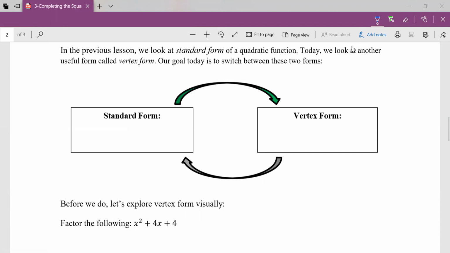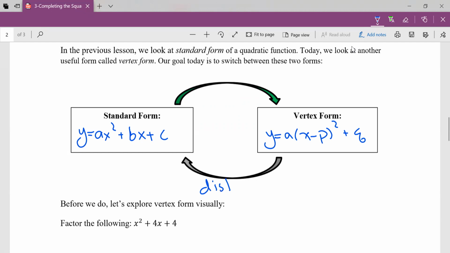Well, completing the square is the process which we're going to take to go from standard form, which we remember was written like this, to vertex form, which we wrote like this. So we're going to convert these forms. We already know how to go vertex to standard form. All we did was multiply everything out, distribute, and collect like terms. Well, today we're going to go the other way, from standard to vertex, which will be a little bit more complicated. And this is called completing the square. So we'll complete the square.